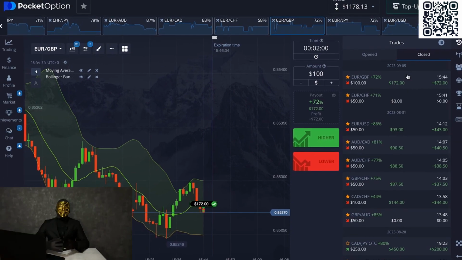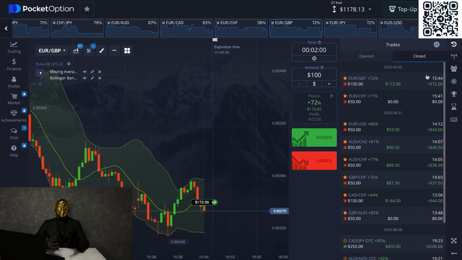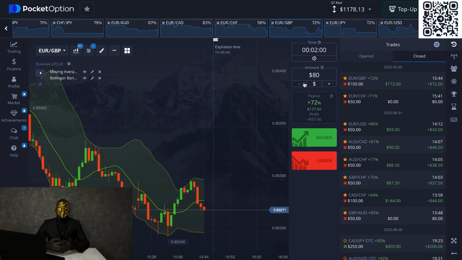Our second transaction went into the plus, thanks to which we recouped the first negative transaction and also earned on top. It's all thanks to the martingale system. Use it and often you will pay off your losses. Well, let's look further.